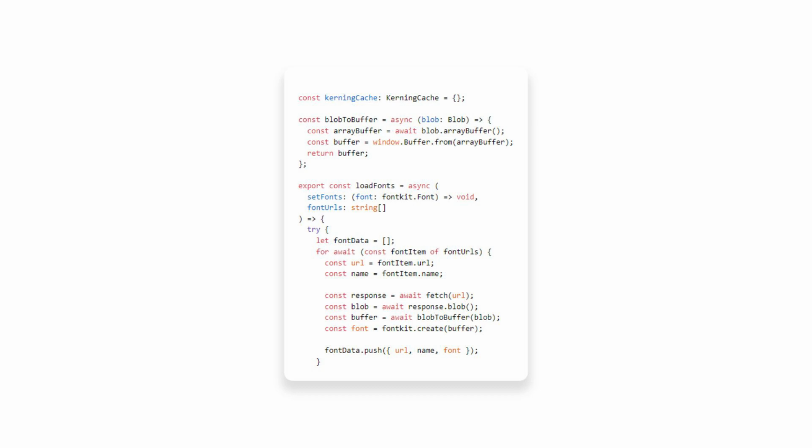For each font URL, it fetches the font data, converts it from a blob to a buffer, and then uses fontkit.create to create a font object. The resulting font data, URL, name, and font object, is stored in the font data array. This snippet is designed to efficiently load and prepare font data for use in our rich text editor.